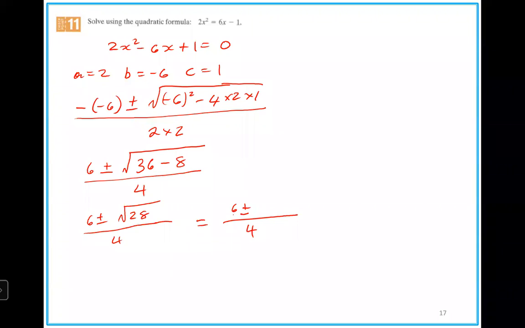4. Okay, 4 times what gives you 28? 7. 4 times 7. Okay. So in that case, we could say 6 plus or minus the square root of 4, which is 2, so that would be 2 square root 7 over 4. All right. So now that we have a 6, a 2, and a 4.